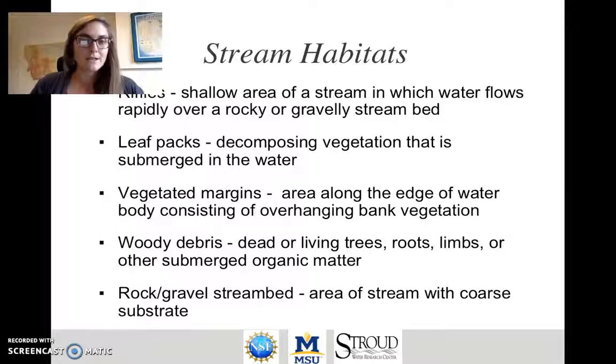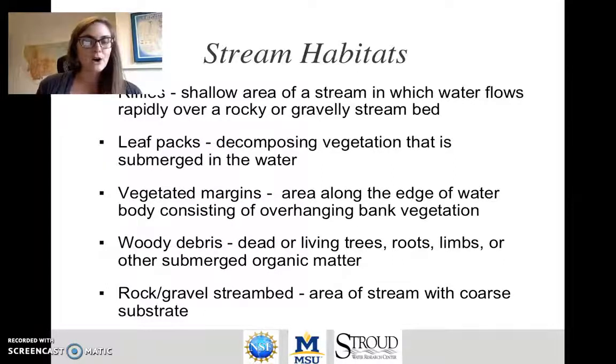We use a variety of terms to describe habitat types in rivers and streams. I'm just going to go over a few of those here, and some of these terms you've already heard. So riffles are relatively shallow areas where the water is moving fast over rock or gravel, and you can often characterize those types of sections of the stream because the water forms little white caps.